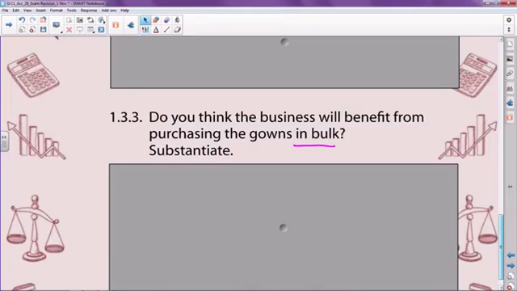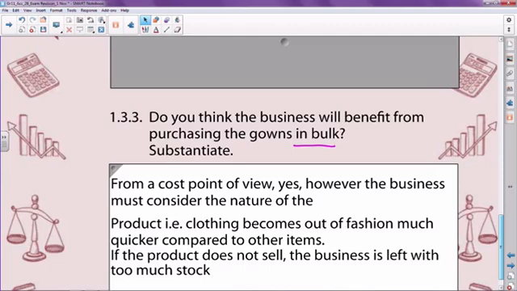So let's look at the answers. I'm sure most of you were able to answer this. From a cost point of view, yes. However, the business must consider the nature of the product. Here obviously we're looking at quality. In other words, the product becomes out of fashion much quicker compared to other items. And remember, I spoke about originality.